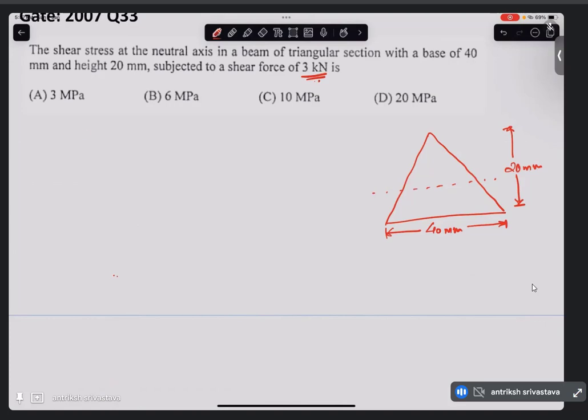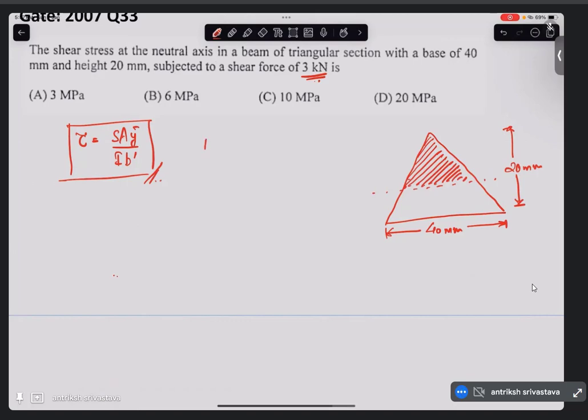Now you need to remember this formula, that was tau, the shear stress, is equal to S A y bar by I B dash. What were all these factors? S was the shear force, A was the area of the section where you actually want to get the shear stress. So when we are talking about the neutral axis, we are going to look at this area.